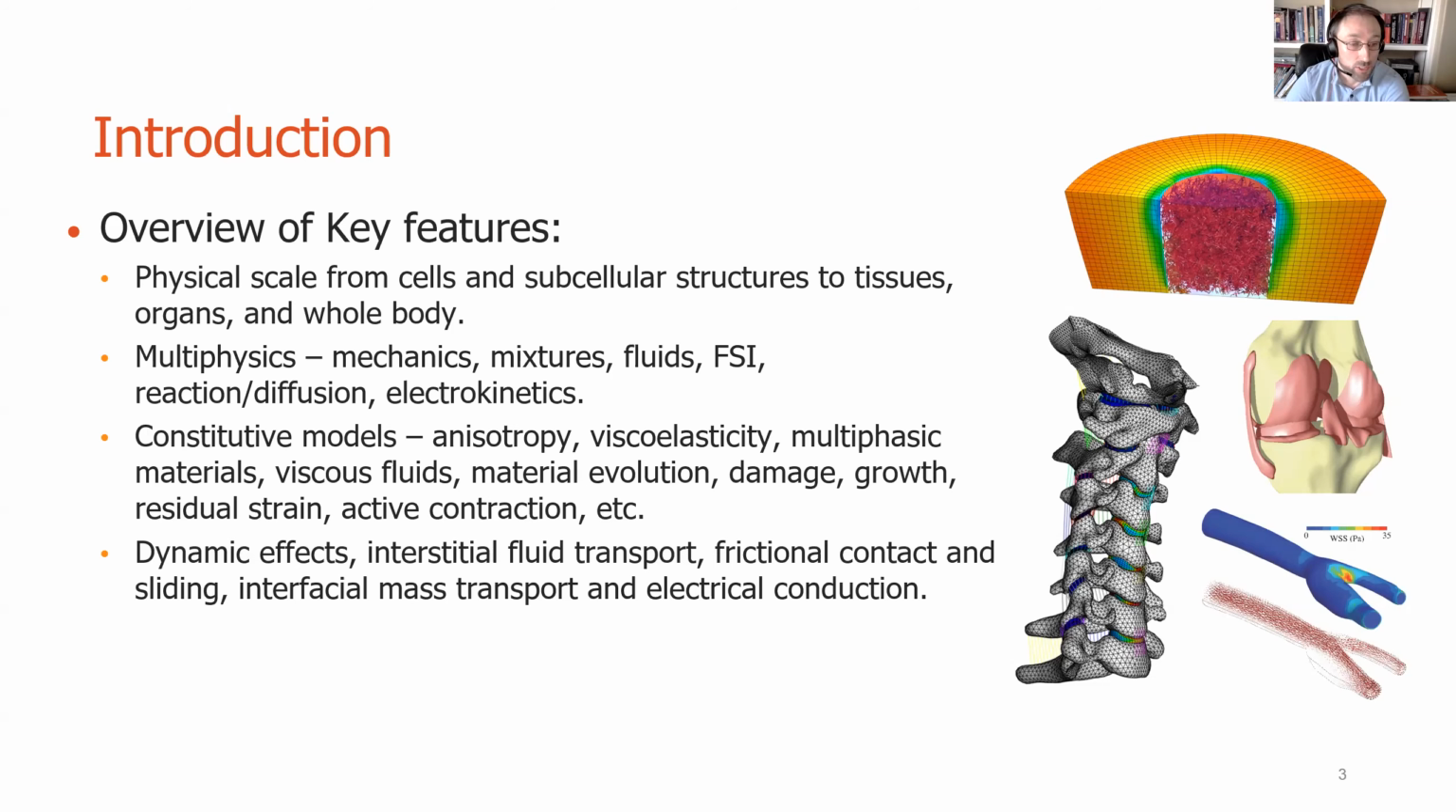We have a huge library of constitutive models, and this is one of the areas where I think FEBio sets itself apart from other finite element codes, and where we really cater to the biomechanics community, because we have many constitutive models that allow you to model the complexity of biological tissues, including anisotropy, viscoelasticity, and multiphasic materials. In our fluid solver, we have many kinds of fluid constitutive models. You can also use FEBio to model material evolution, such as damage and growth. You can include residual strain, active contraction, and so forth.